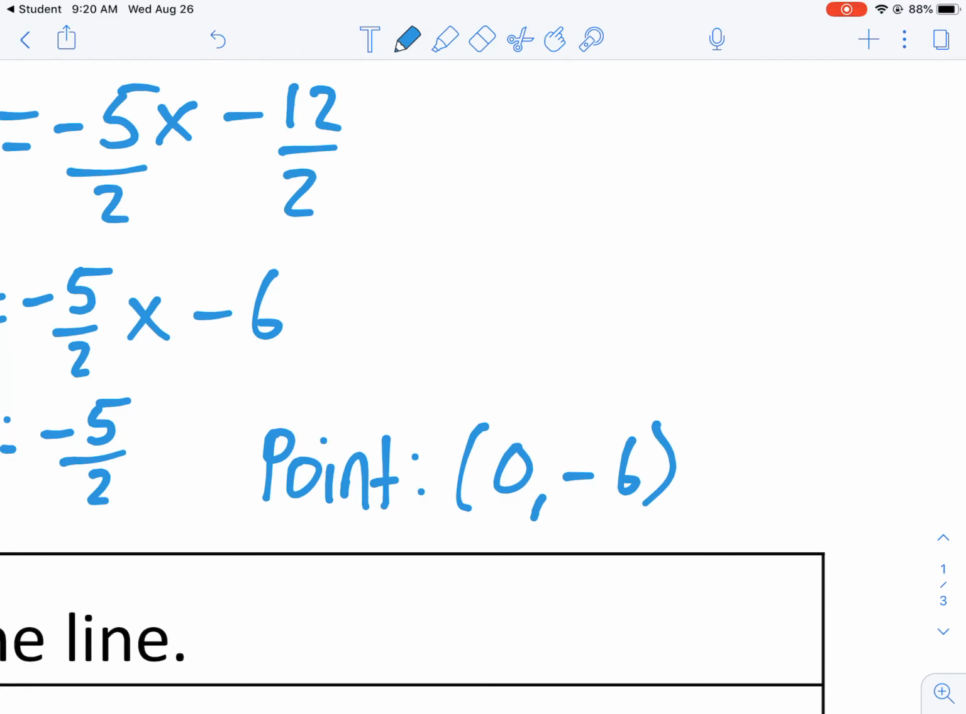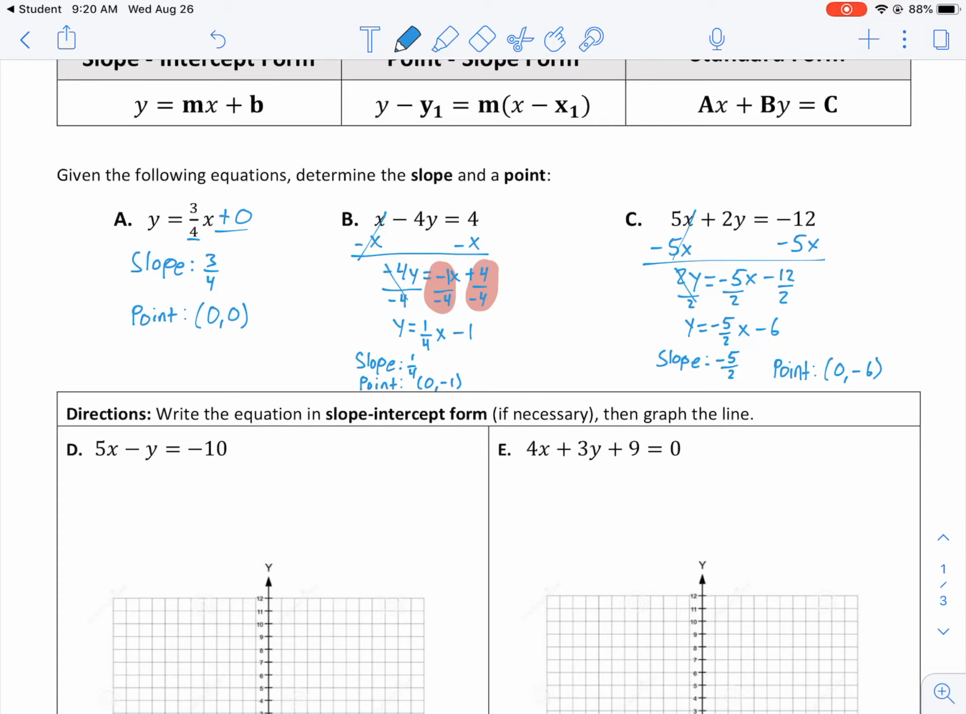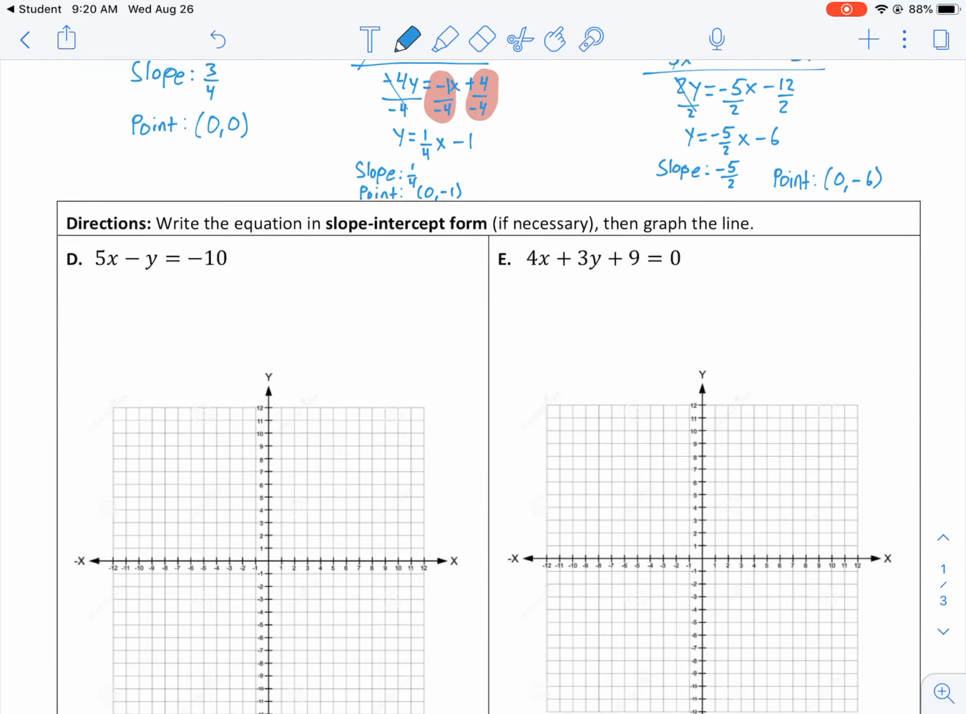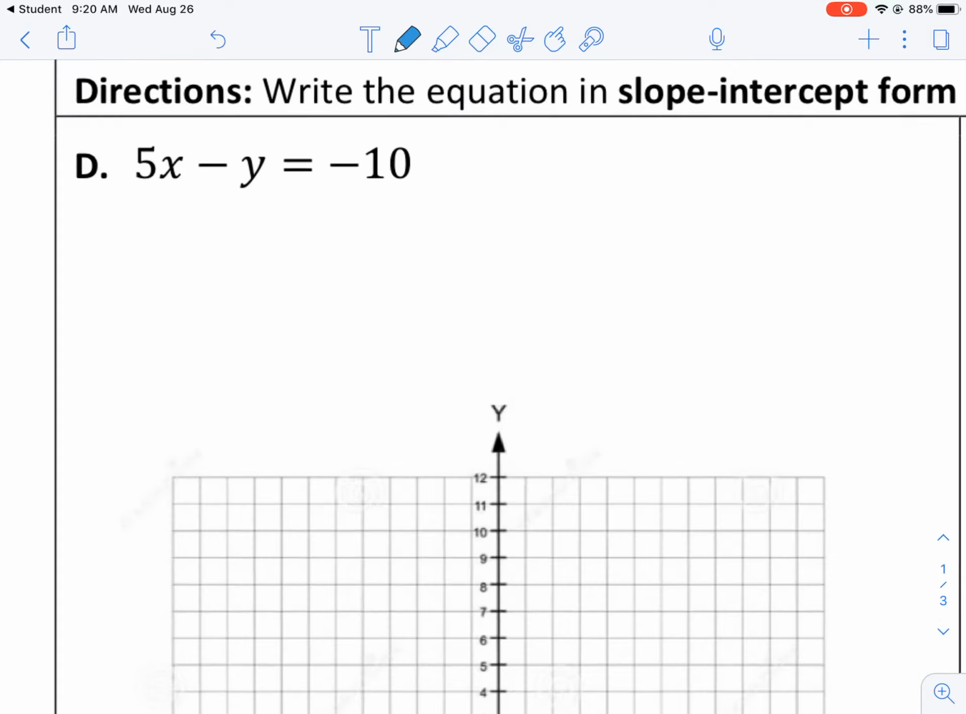All right, so really the only thing new that we're talking about today is how to turn from standard form into slope-intercept form, because once you're in slope-intercept form, it's nothing new. All right, it's everything that we talked about yesterday, and the same goes for graphing. So we're gonna do these 2 graphing problems here.